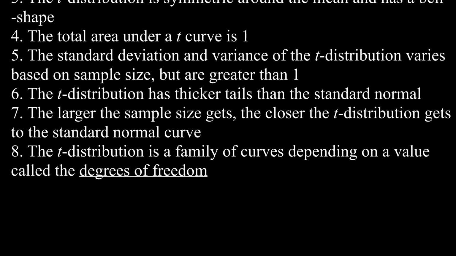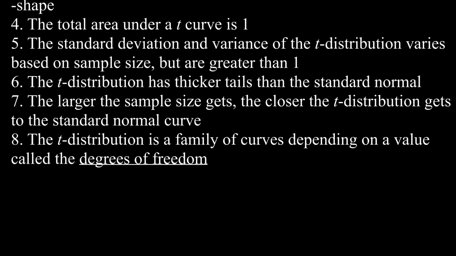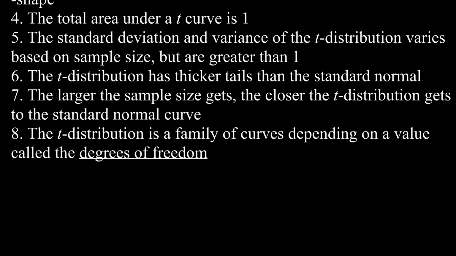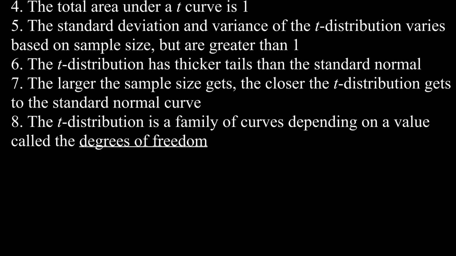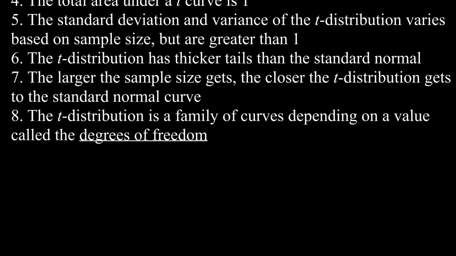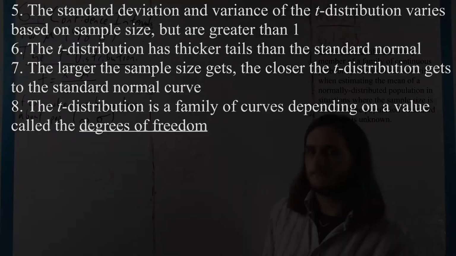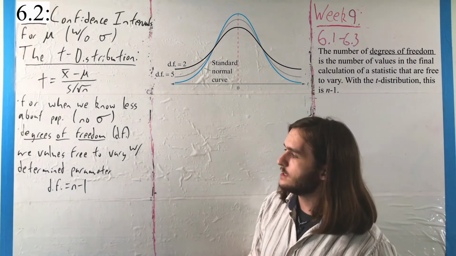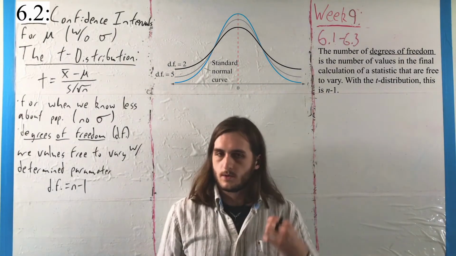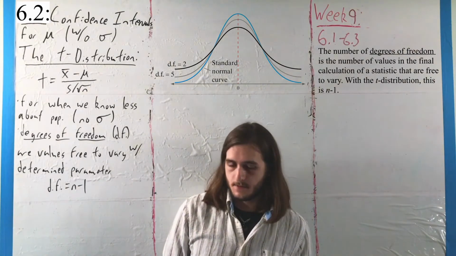And the larger the sample size gets, that is, the more elements we have in our sample, the closer the t-distribution gets to being standard normal. And what we have here, our t-distribution, is dependent on, as I said, the degrees of freedom, where, just so we're clear, our degrees of freedom are the number of values in our sample that are free to vary when we have a determined value we're trying to map them to.